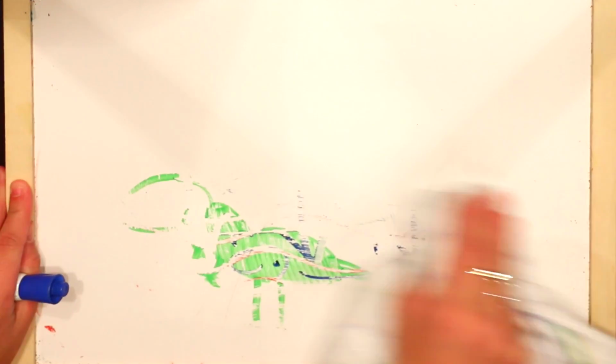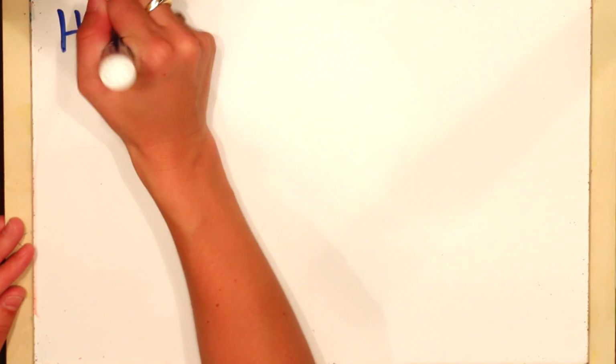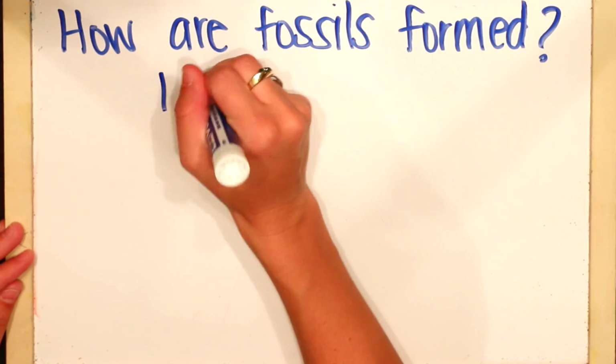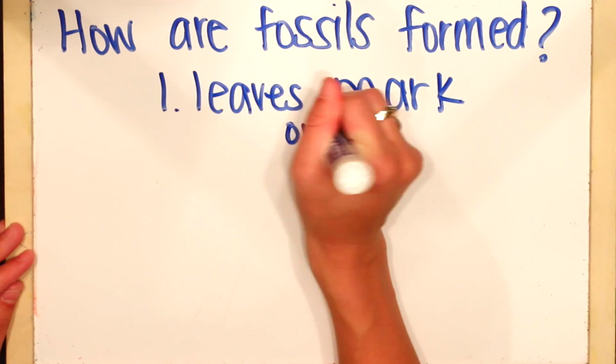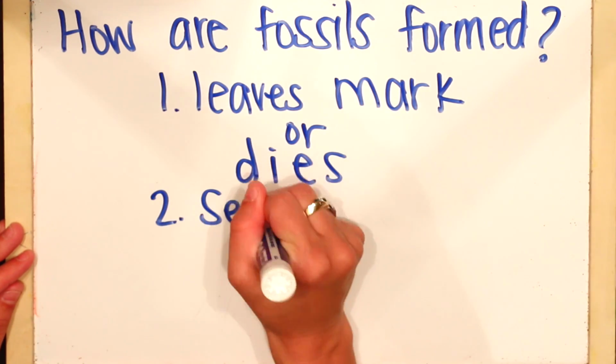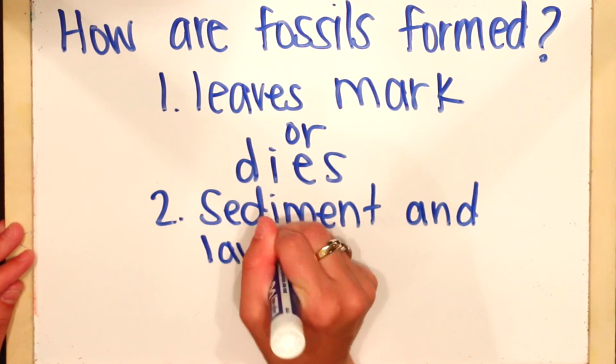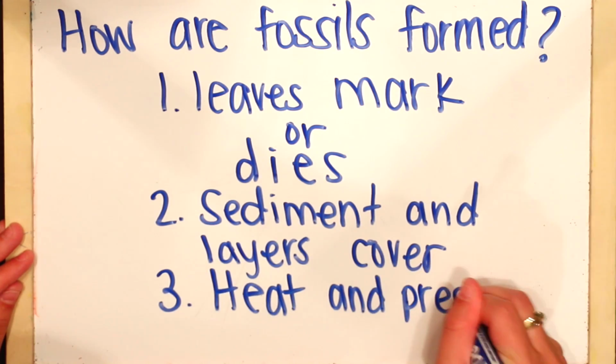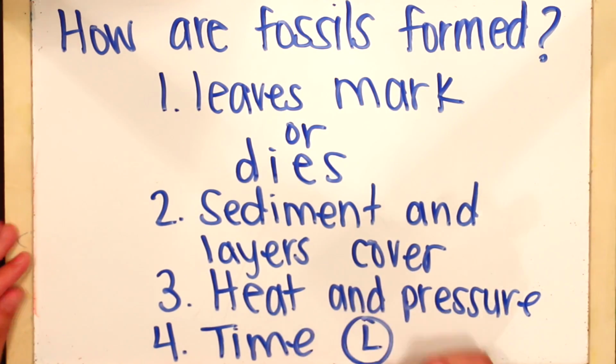This also happens with leaves, by leaving imprints or traces of their footprints, or even a plant pressed into mud and leaving a print behind. So, fossils are formed: they leave a mark, or they die. The sediment comes and covers with layers and layers. Heat and pressure come and push it into the earth, and over time, it turns into stone.